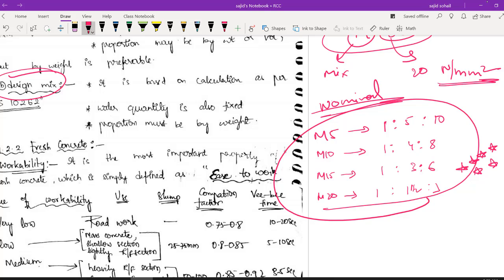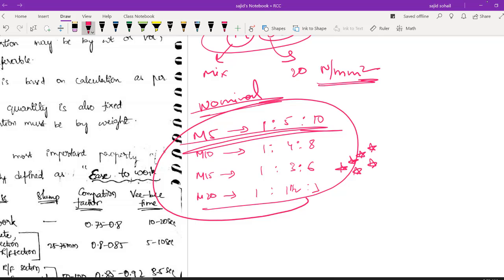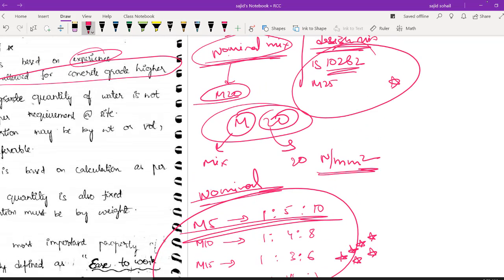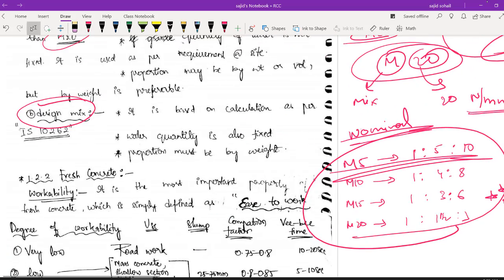I am not expecting this nominal mix question to come in your GATE. But all of a sudden in State PSC this question can come, what is the mix proportion in M5 concrete? It is 1:5:10. Like that you have to remember these things. Okay, so from M25 onwards, you cannot just say like this, you have to design as per IS 10262. Okay, 10262. I hope it is very clear, right?